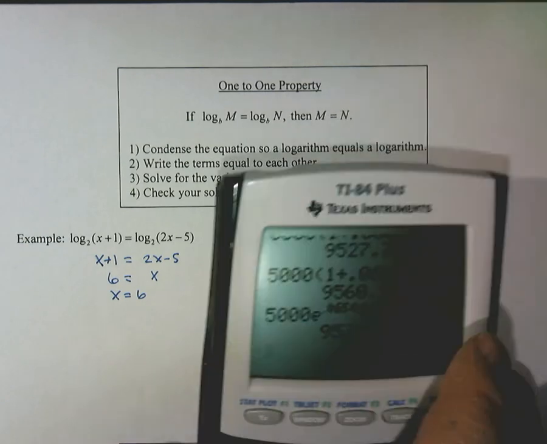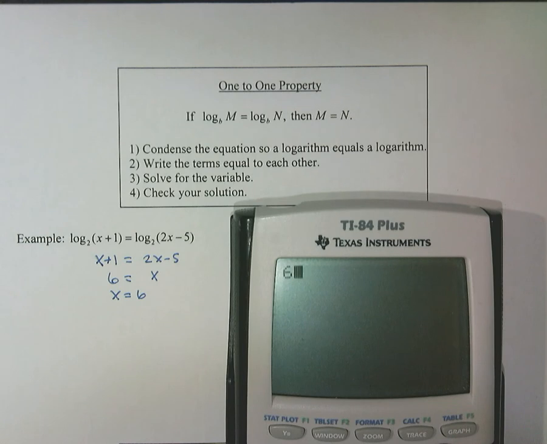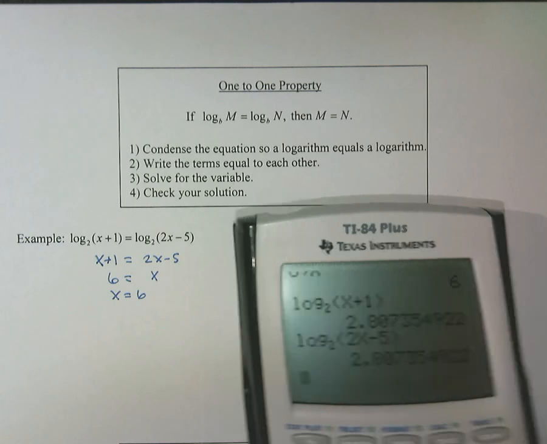And I'm going to check this the same way I did before. So 6 store x. Then I'm going to do log base 2 of x plus 1. I get a decimal. That's okay. I don't care what the decimal is. I just want to see if it's the same thing on the other side. Alpha window, log base 2 of 2x minus 5. It's the same decimal, so I did it correctly.